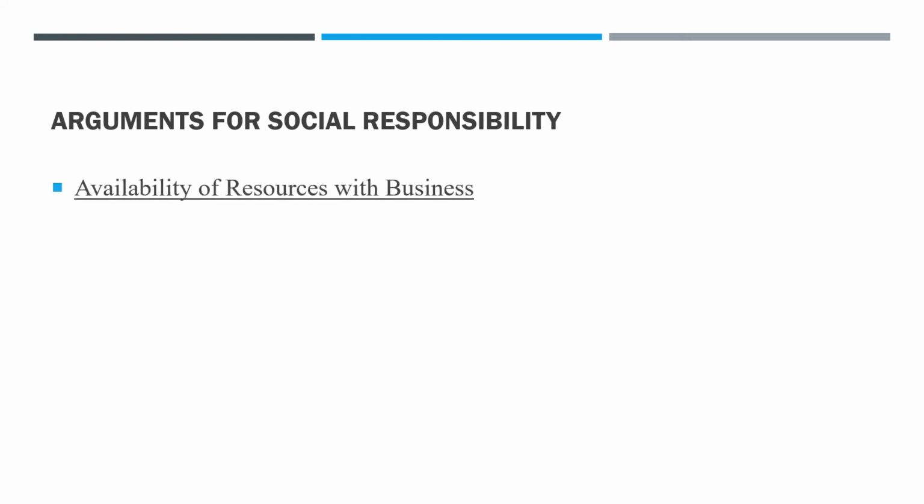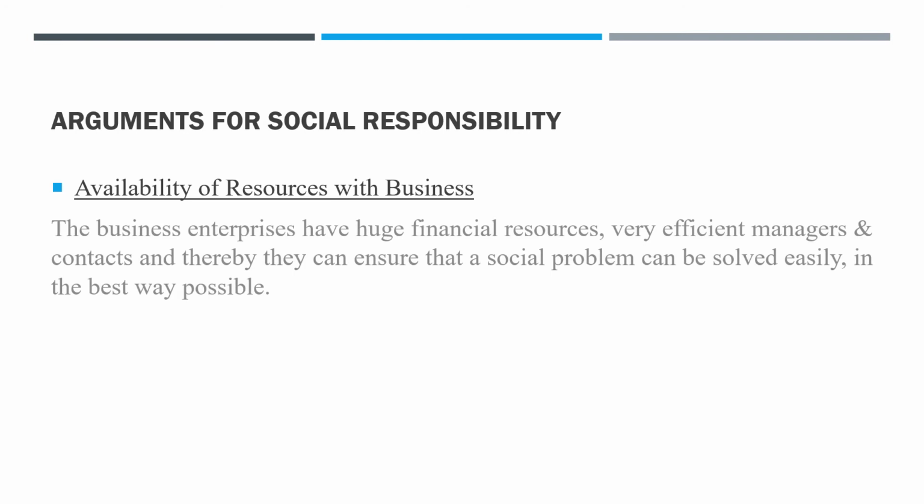Availability of resources with business. So yes, this argument holds that business institutions have valuable financial and human resources which can be effectively used for various social problems. A business enterprise has huge financial resources, very efficient managers, and contacts. Thereby, they can ensure that social problems can be solved easily and in best possible way.